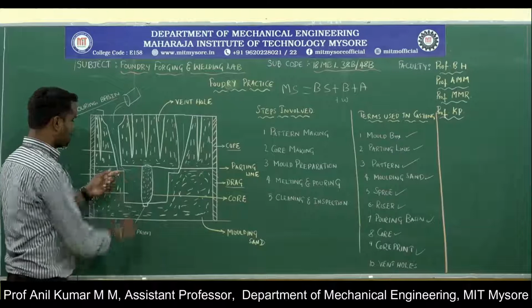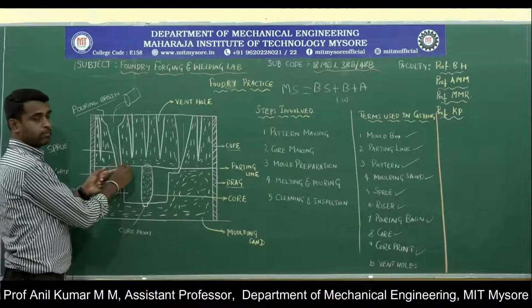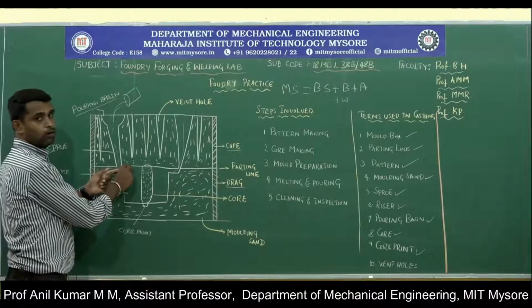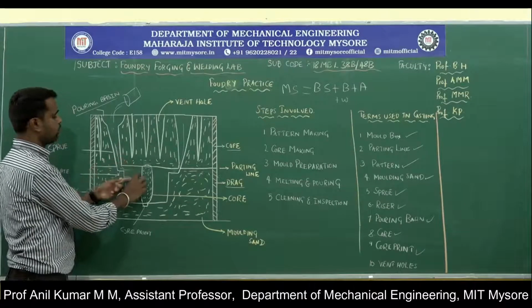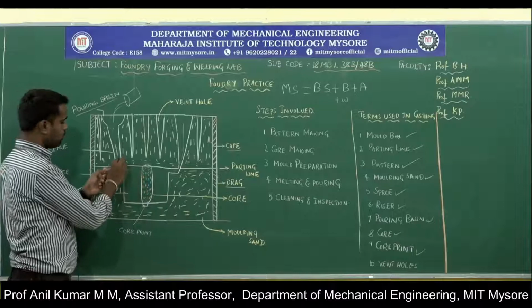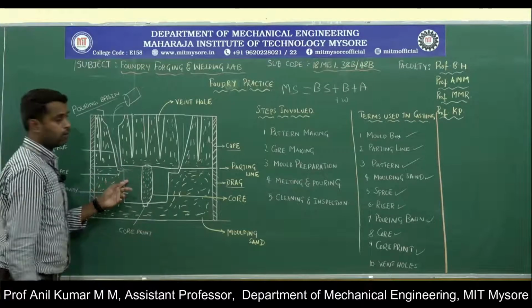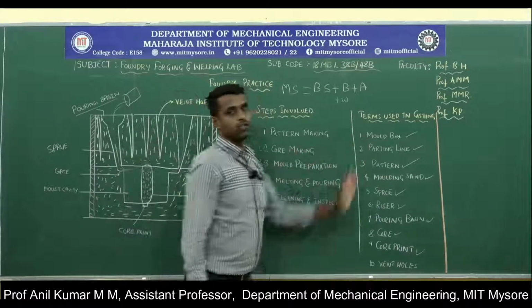And next is the gate. The gate is a short passage provided in the mold. It helps the molten metal flow from the sprue into the mold cavity. Through that gate, the molten metal enters the mold cavity. These are the terms used in casting.